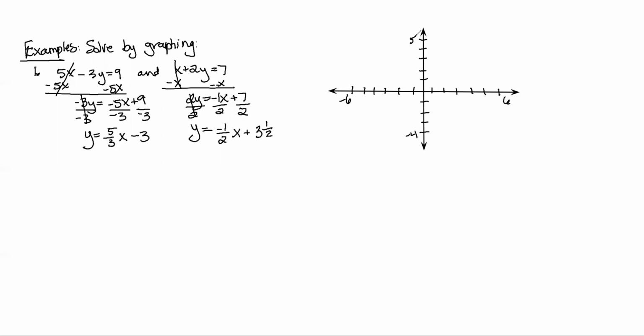So if we look at our two lines, remember this right here is our y-intercept. So we start at -3, and then we're going to go up 5, right 3, because they're both positive. So we go up 1, 2, 3, 4, 5, right 1, 2, 3. And that's pretty spaced out. So I'm going to go ahead and draw our line through there.